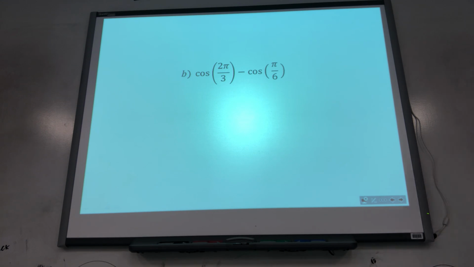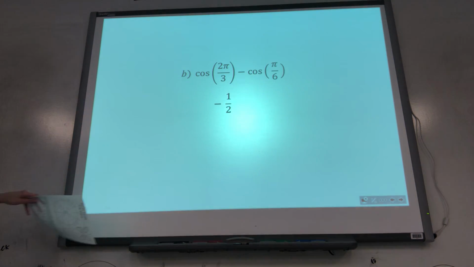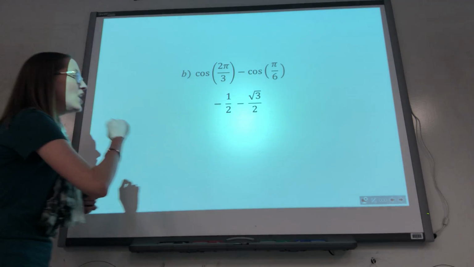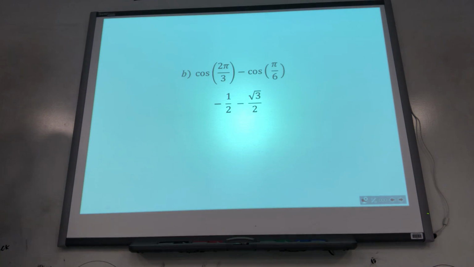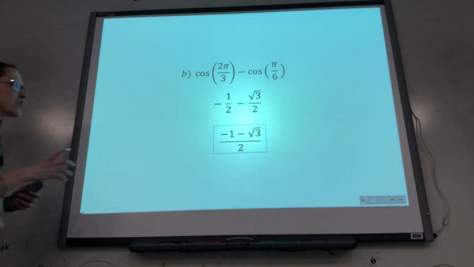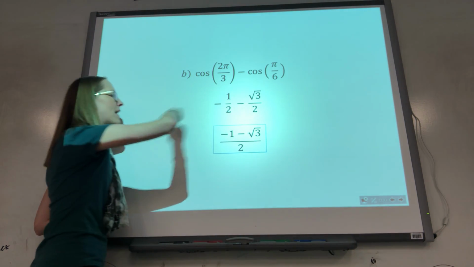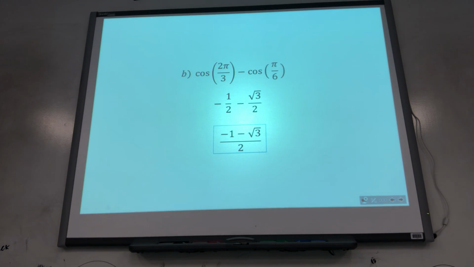This is much easier and much faster. I only have a couple things to look up, and you've actually already looked them up from part A. Cosine of 2 pi over 3 is negative 1/2. Subtract cosine of pi over 6, which is radical 3 over 2. And again, if you have common denominators, go ahead and put it as a single fraction. The 2 is still on bottom, and we've got negative 1 minus radical 3 on top.